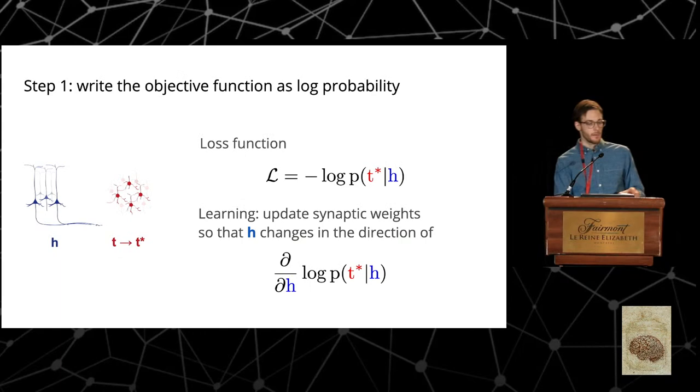So the first step in our derivation is to write an objective function. We're going to examine the class of objective functions that can be written as a log probability of some target given our home area. And this is a pretty large class of objective functions. It includes classification with the cross-entropy loss, for example, or mean squared error. And the fact that we can write this as a log probability will become important. Our goal is to update the synaptic weights in H and in general change its activity so that H changes in the direction of the gradient of this conditional log probability.